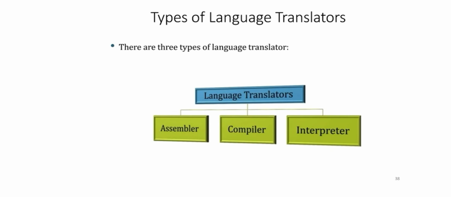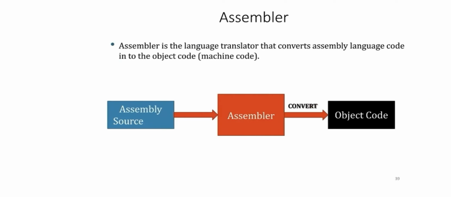Now we have three types of language translators. The first one is the assembler, the second is the compiler, and the third is the interpreter. Let's explain them one by one. The first we have is the assembler. Now what is the assembler? The assembler is the language translator that converts assembly language code into the object code, which is the machine code.